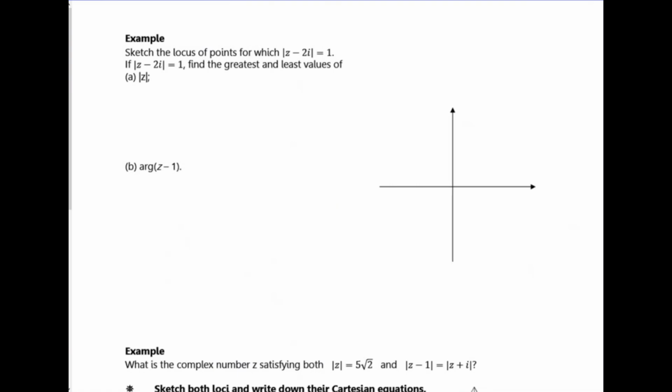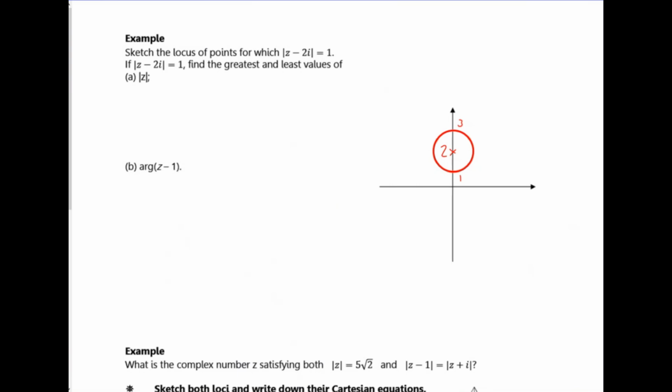More sketching this time. So first off, we've been asked to sketch this locus, it doesn't need rewriting. So this is a circle centered on 2i here with a radius of 1. So a small circle that won't go through the origin. Just like that. So up to 3, down to 1. Easy peasy. It then wants us to find the greatest and least values of modulus of z.